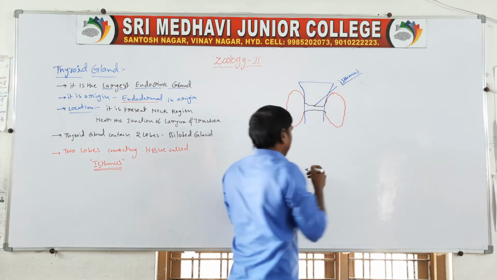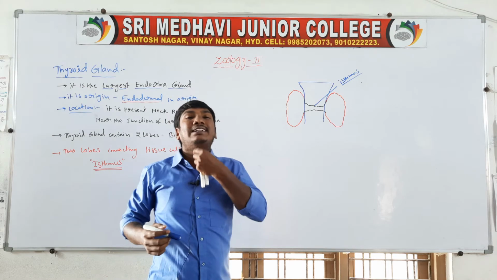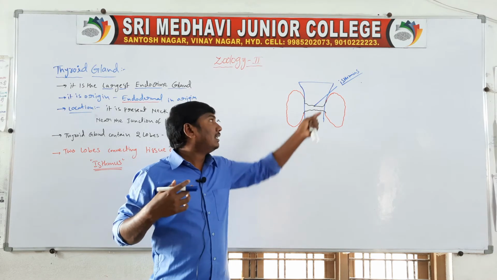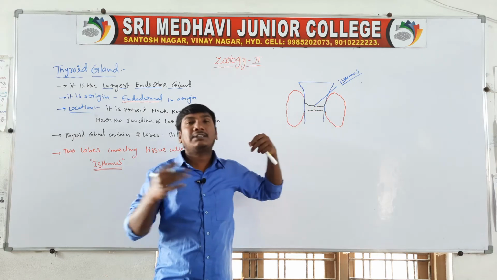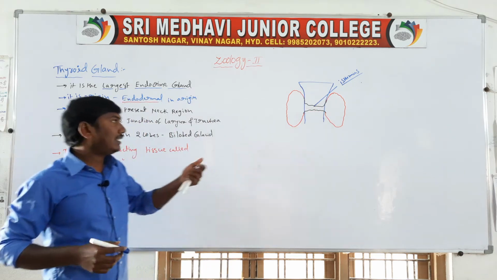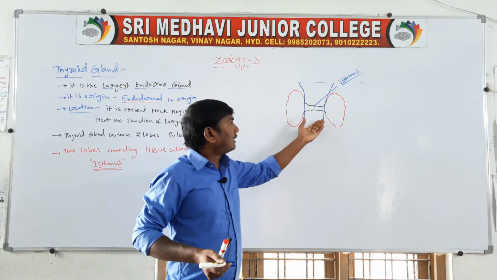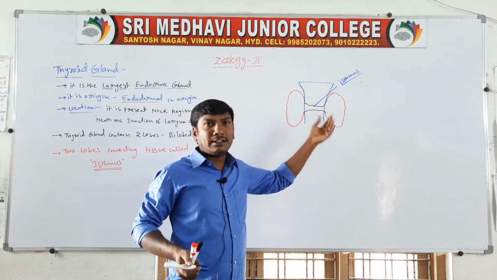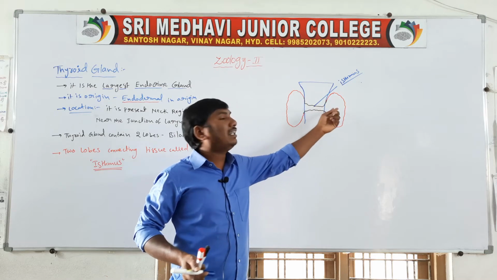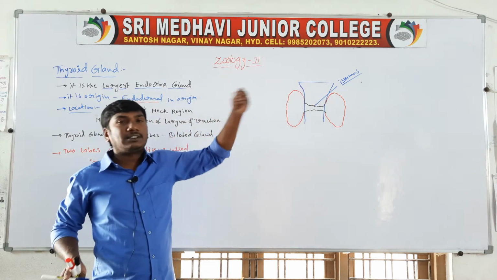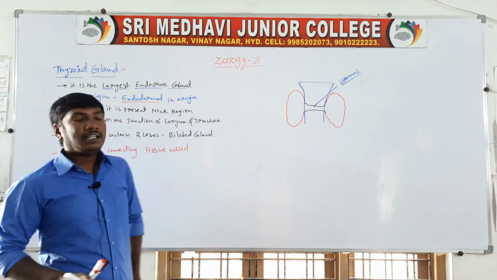In the neck region, there is one lobe on the left side and one lobe on the right side. These two lobes are connected by the isthmus. The thyroid gland contains two lobes, a left lobe and a right lobe, connected by the thin connective tissue, the isthmus.